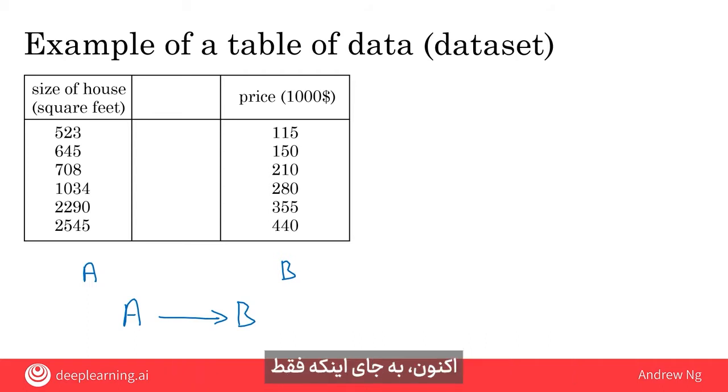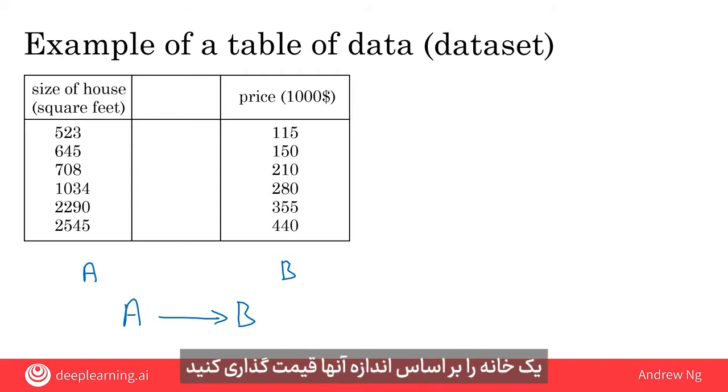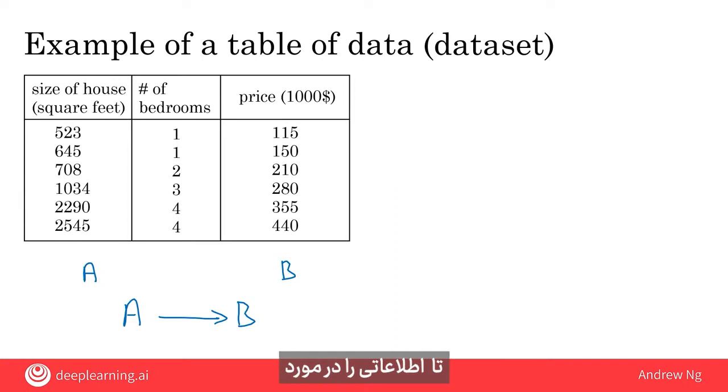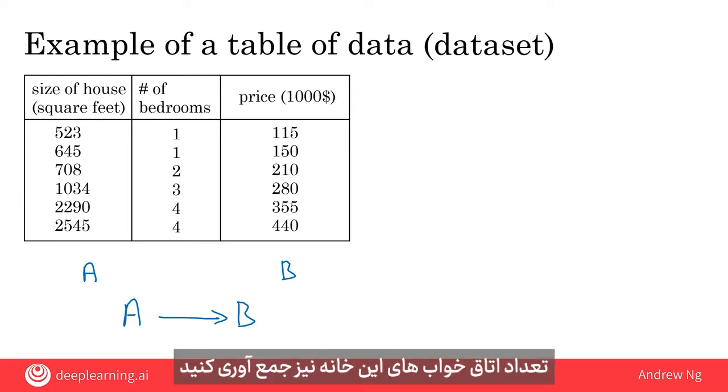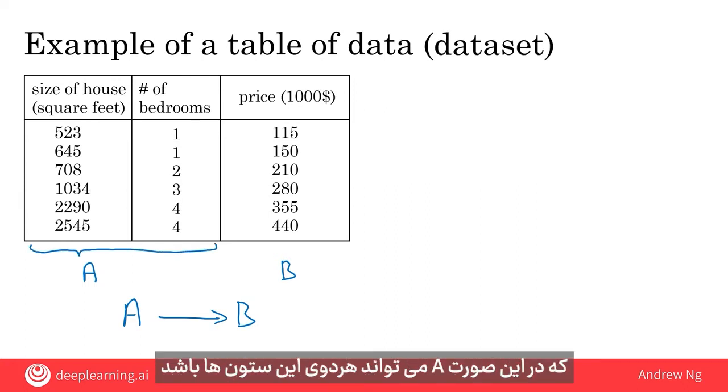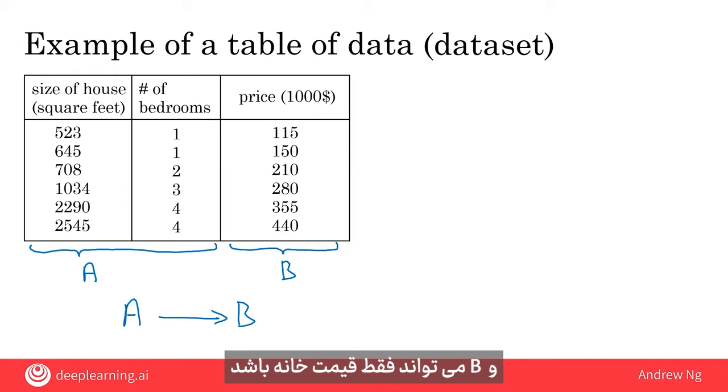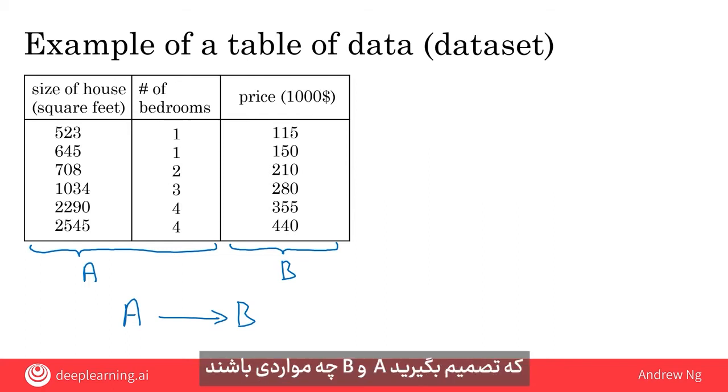Now, rather than just pricing a house based on the size, you might say, well, let's also collect data on the number of bedrooms of this house. In that case, A can be both of these first two columns, and B can be just the price of the house. So given a table of data, given a data set, it's actually up to you, up to your business use case, to decide what is A and what is B.